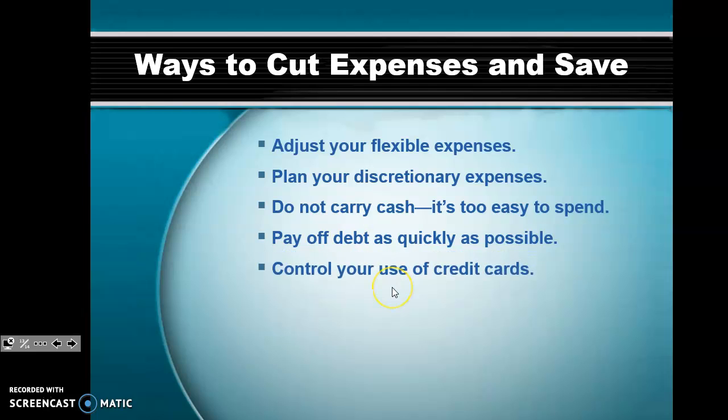Also, you want to control your use of credit cards. It's very tempting to be impatient and want something right now. But if you overspend on your credit cards, you're going to incur an interest rate if you don't pay it off before the due date. So it's going to cost you more money in the long run. You also want to pay your bills on time so you can avoid late fees.